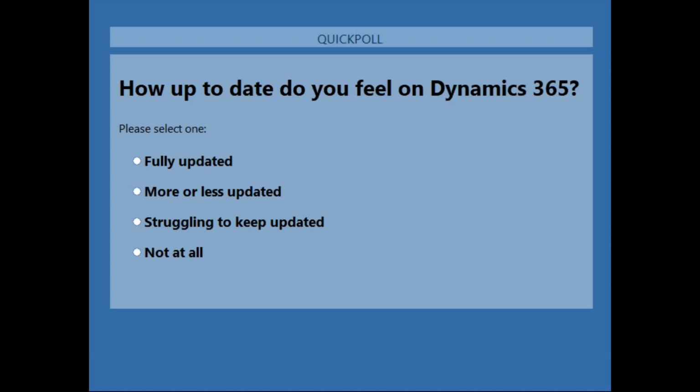So 13% of the participants feel they're fully updated. That's good. But what we can see is the majority of people are not completely updated all the time. It's natural. There are so many updates and they are so frequent that it's difficult. 63% are more or less updated. And that's excellent. Considering the amount of stuff that gets updated all the time, that's actually very good. And we have 25% struggling to keep updated.